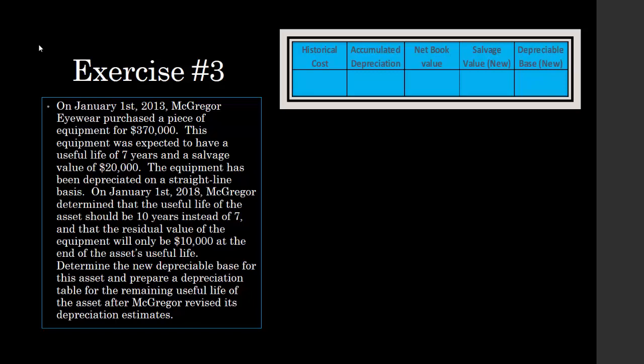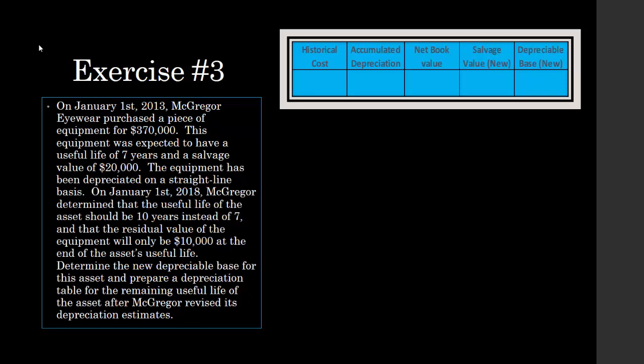And then on January 1st, 2018, which is 5 years to the day after they purchased it, they realized that the useful life of this asset should be 10 years instead of 7. So they're sitting there looking at this asset and they realize we're going to use this thing longer than we thought we were going to. Let's make a change to our estimate and then therefore make a change to our depreciation rate.